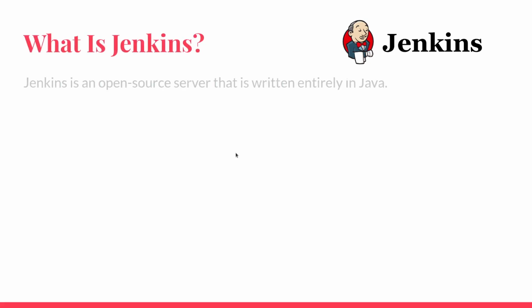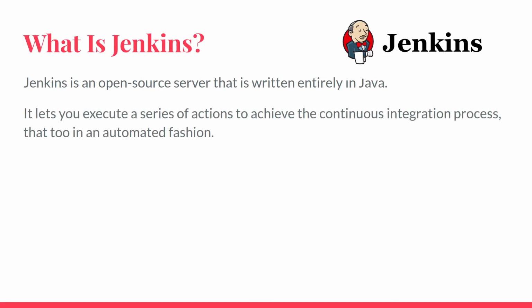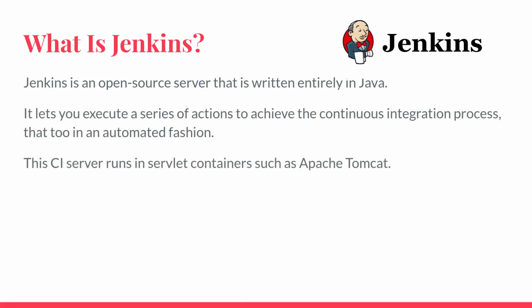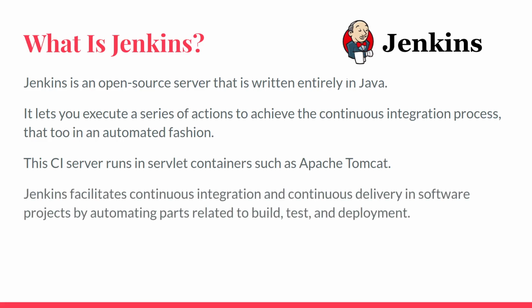Now, what is Jenkins? Jenkins is an open source server that is written entirely in Java. It lets you execute a series of actions to achieve the continuous integration process, that too in an automated fashion. The CI server runs in servlet containers such as Apache Tomcat. Jenkins facilitates continuous integration and continuous delivery in software projects by automating parts related to build, test, and deployment.